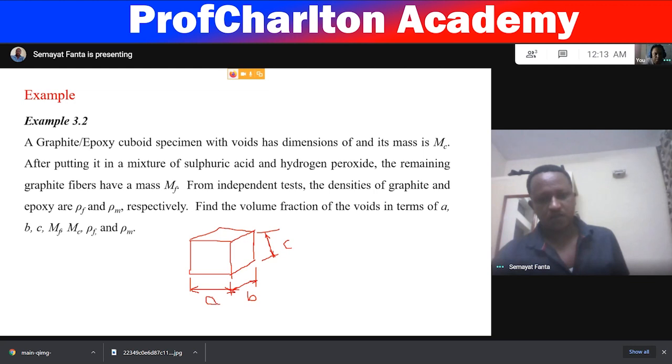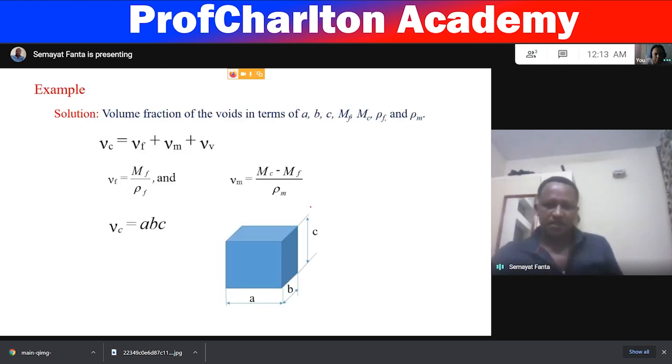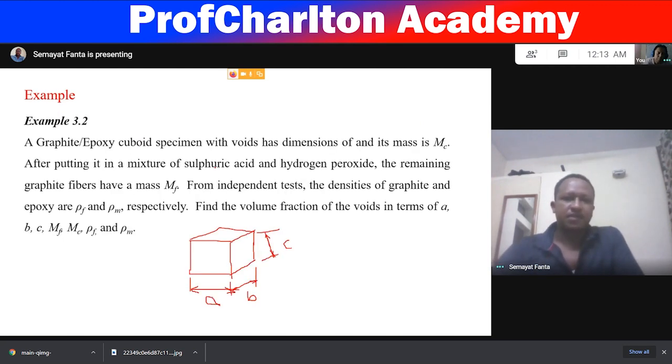Sorry, A. Okay, so yeah, it's C already. So volume fraction actually has dimension of, and its mass M. Mass is given as MC.